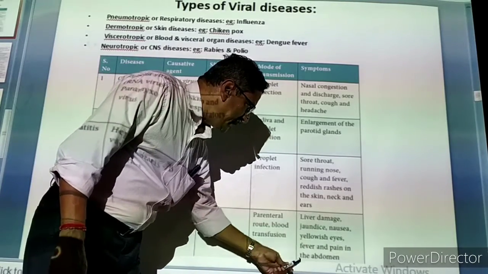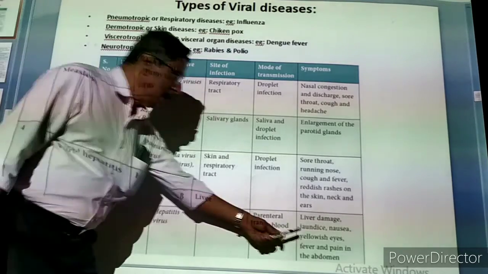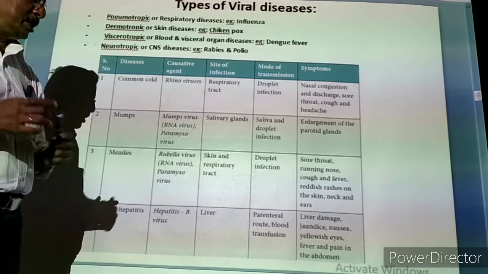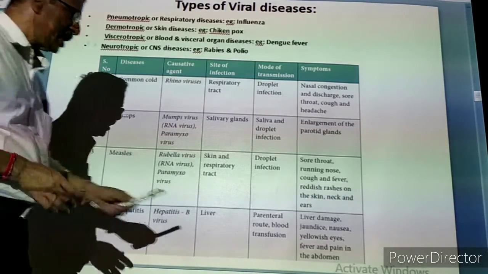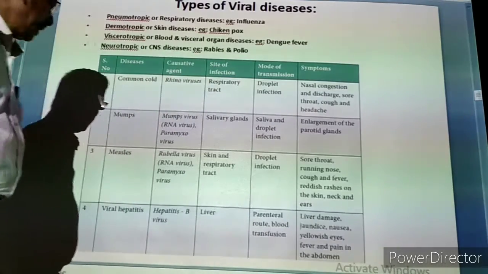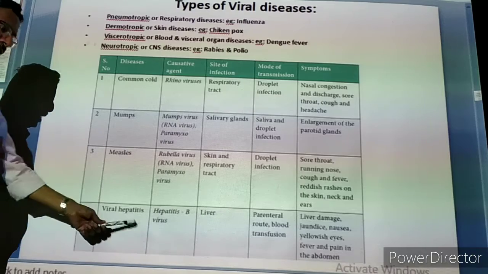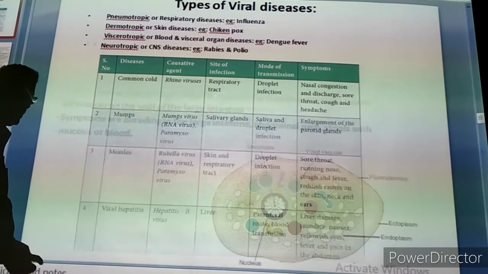Fever and pain in the abdomen. Fever will be there, and also abdominal pain, pain in the abdominal region. Normally we call it stomach pain, but in the abdominal region, all the organs are swollen and they give pain. That is about abdominal pain. These are all the symptoms of viral hepatitis. Commonly we call viral hepatitis jaundice.